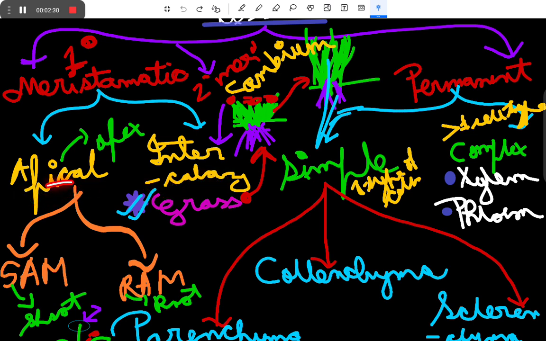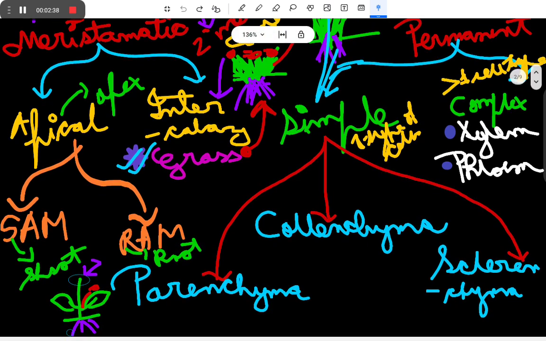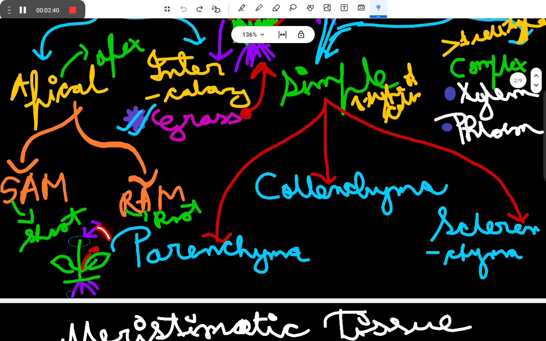The apical meristem is present at the apex, and it is of two types: shoot apical meristem and root apical meristem. The shoot apical meristem is found at the top of the plant, at the distal-most region of the stem, and at the lower, bottom-most region is the root apical meristem.